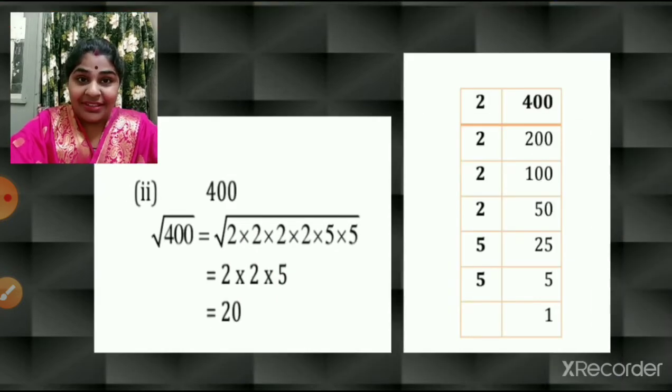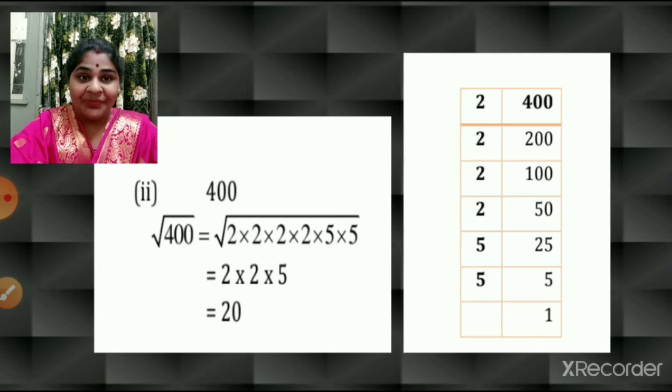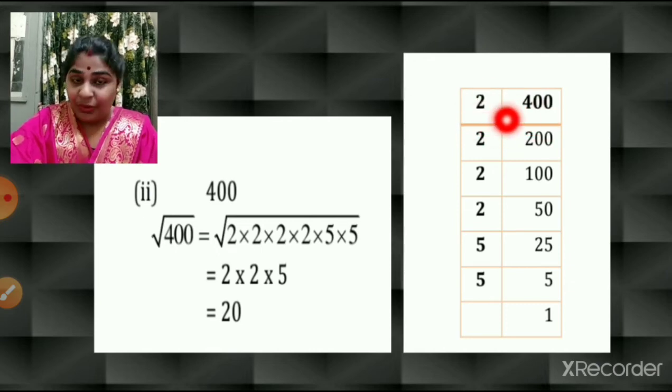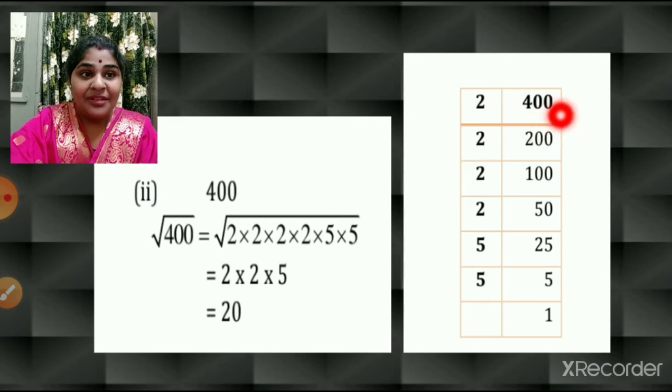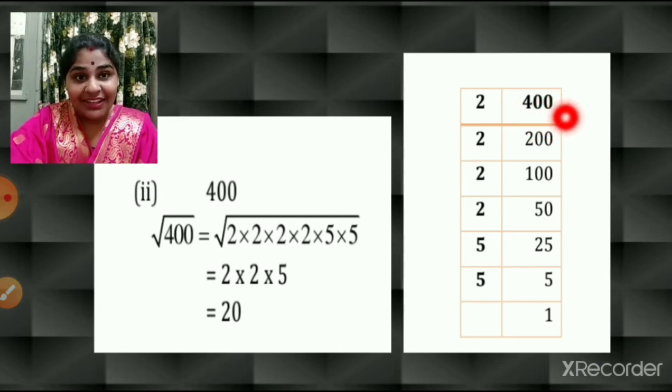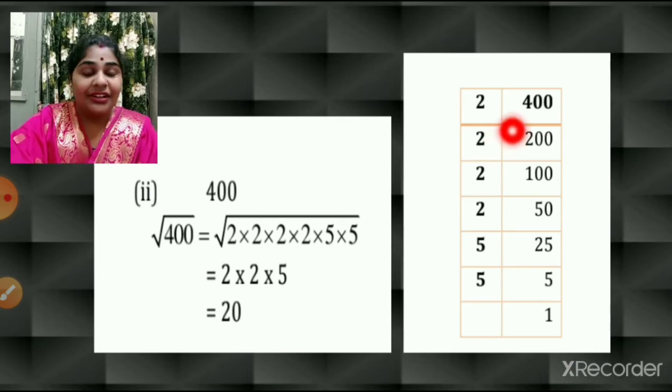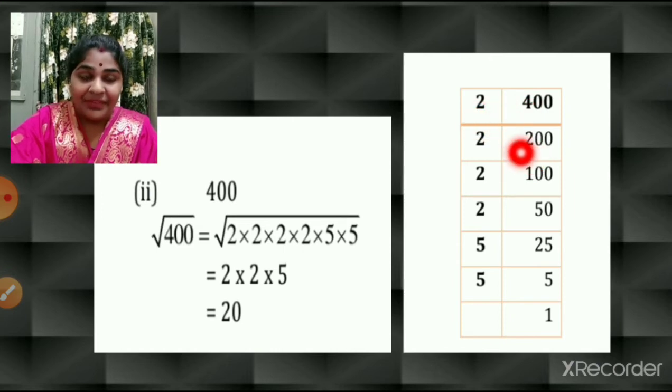Let us see one more example, that is question number 2. The number is 400, children. First you will divide 400 by the prime factors of that number. If the units place is 0, 2, 4, 6 or 8, I know that the number is divisible by 2. That is the test of divisibility we have learned earlier. So 400 divided by 2, we get 200. 200 again is divisible by 2, so 200 divided by 2 will be 100.